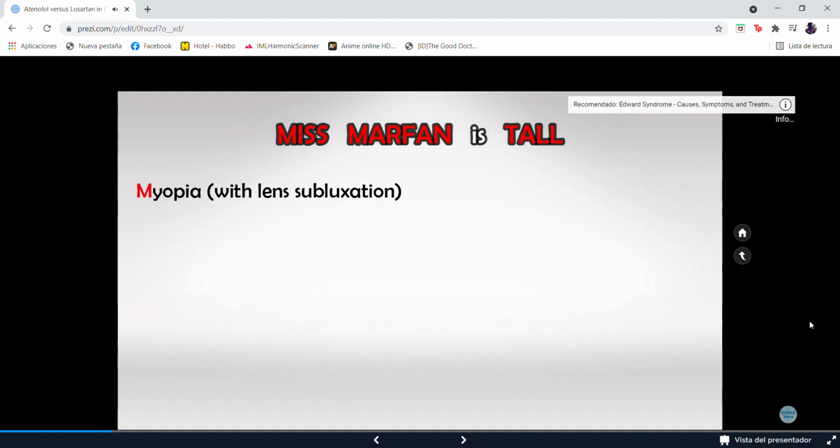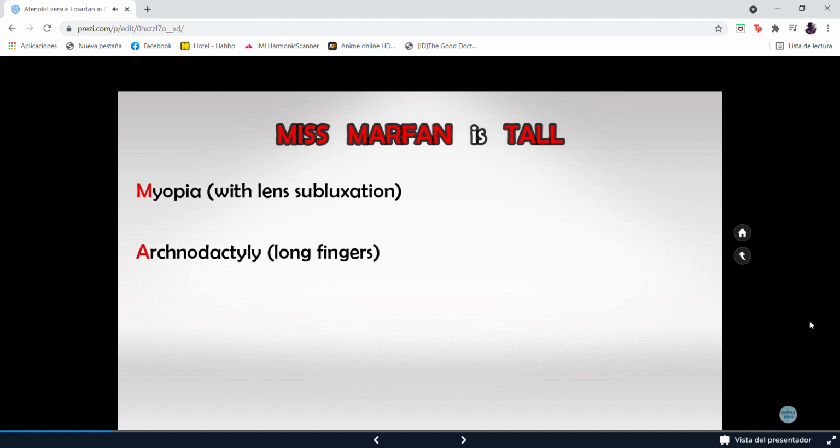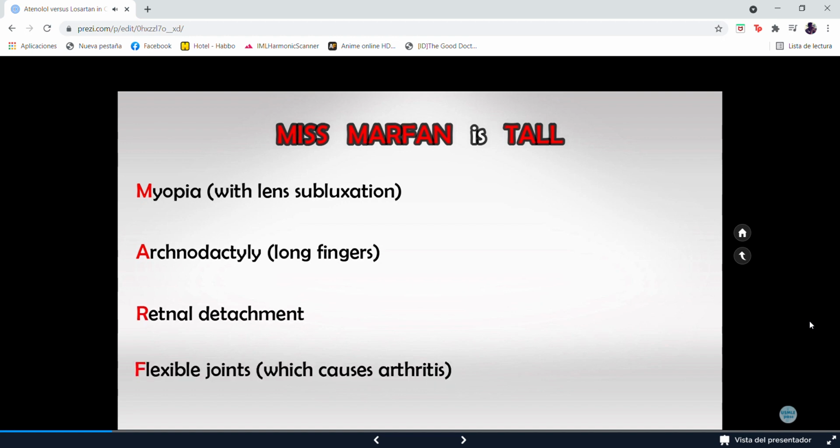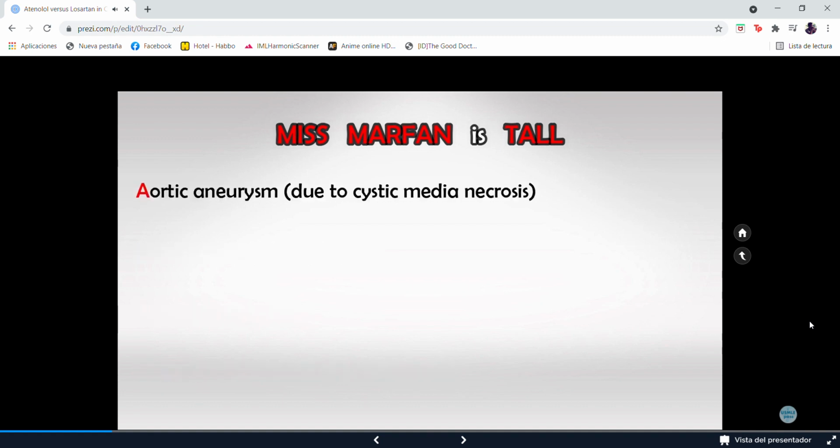M for myopia with lens subluxation. A for arachnodactyly, which is basically long fingers. R for retinal detachment. And F for flexible joints. A for aortic aneurysm due to cystic medial necrosis, which is a very common target of questions. And finally, N for numerous fractures.